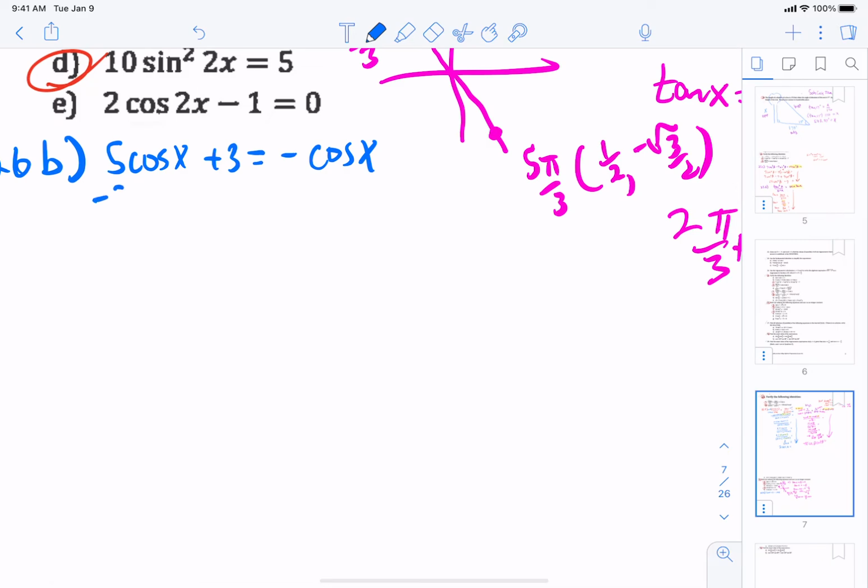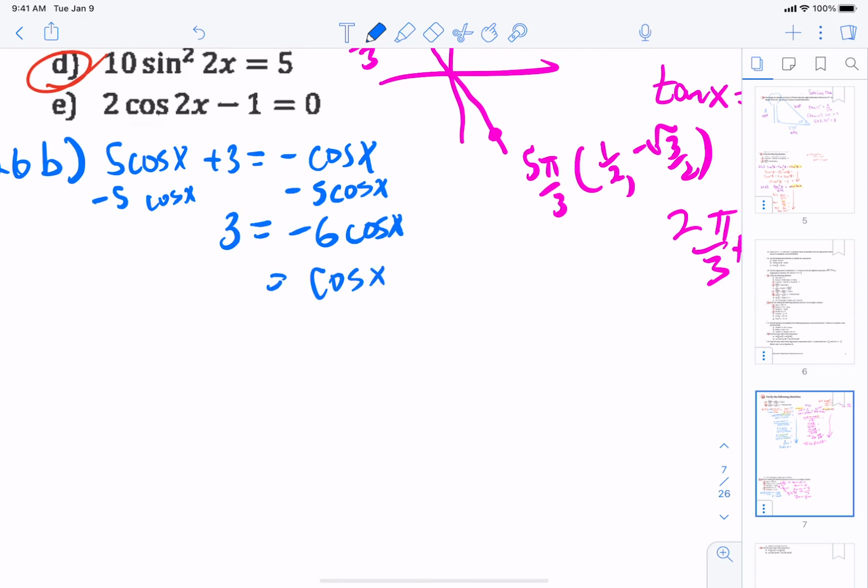So let's subtract 5 cosines from both sides. So we have 3 equals negative 6 cosine. Divide off the negative 6. We're ready to go. Negative 3 over 6 is the same as negative 1/2. Now, once you have it solved for the trig function, then you say, where on the unit circle does this happen? Where would the cosine be negative 1/2?